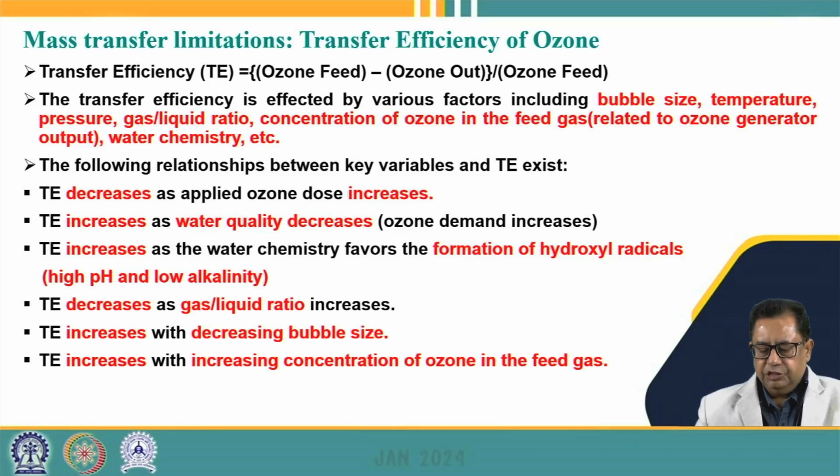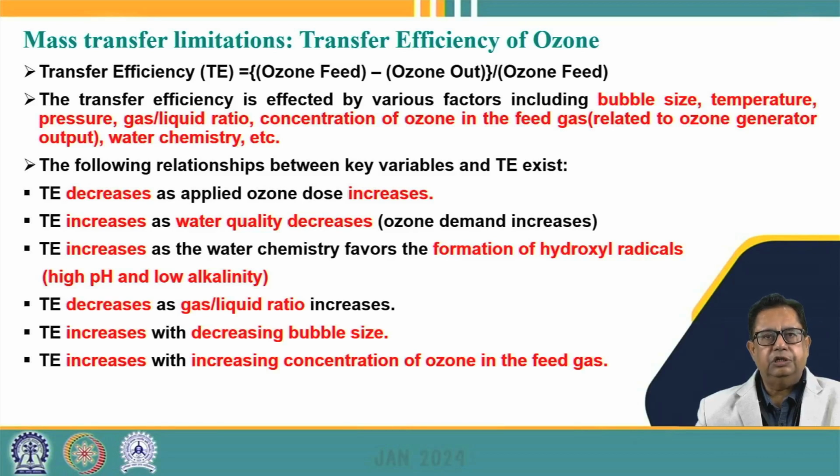So the transfer efficiency may be defined as the ozone feed minus the ozone out, divided by the ozone feed. The transfer efficiency depends upon a number of factors. For example, it may depend upon the bubble size, the temperature, and the pressure. Similarly, it will depend upon the gas to liquid ratio, and the concentration of ozone in the feed gas, that is, it is related to the ozone generator output. It will also depend upon the water chemistry. So we can say that the transfer efficiency decreases as the applied ozone dose increases. As we increase the dose, the transfer efficiency declines.